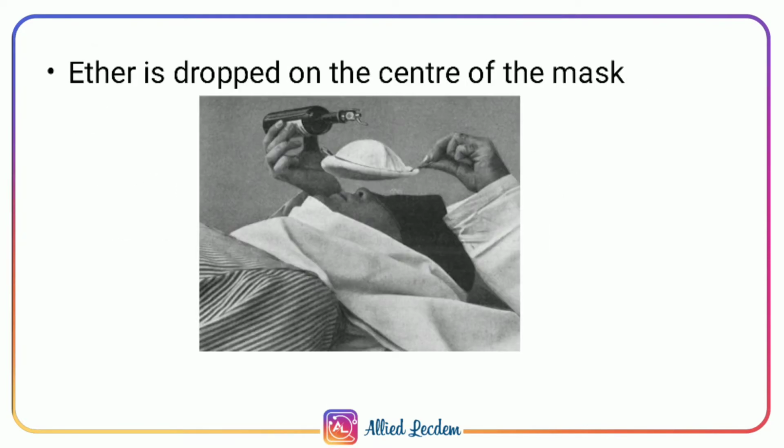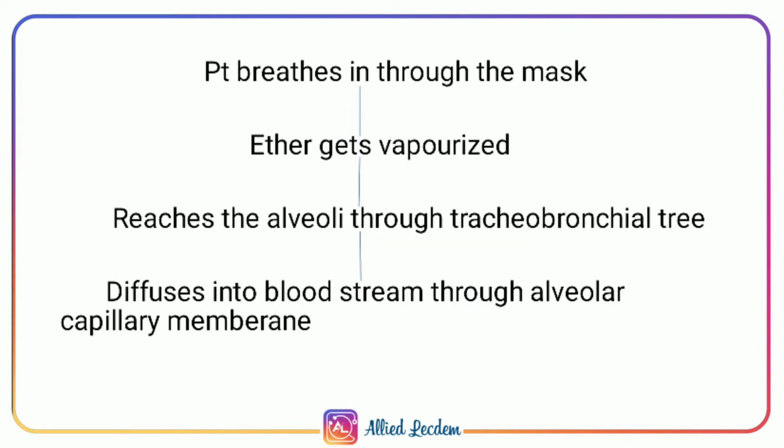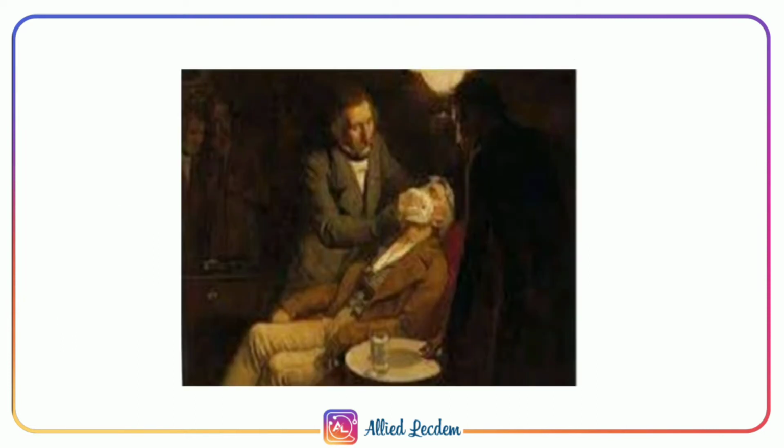Ether will be dropped on the center of the mask. This method is not used in today's clinical practice. So, what happens is that the patient will breathe in through the mask containing ether, the agent reaches the alveoli, it gets diffused into the bloodstream, and then the patient loses consciousness and feels no pain. This is a picture of anesthetic agent being delivered in the olden era.